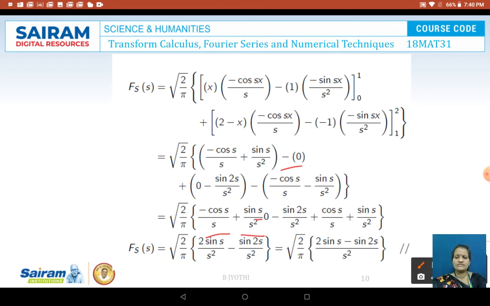Now the terms which cancel here are cos s by s and cos s by s, and these are the two terms we have, sin s by s square, so we have 2 sin s divided by s square minus sin 2s divided by s square. Therefore, by taking the LCM as s square, we get 2 sin s minus sin 2s divided by s square.